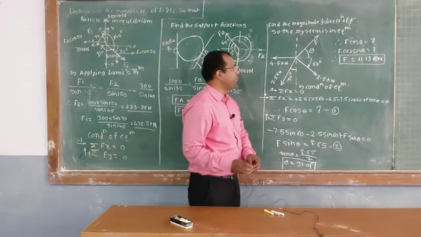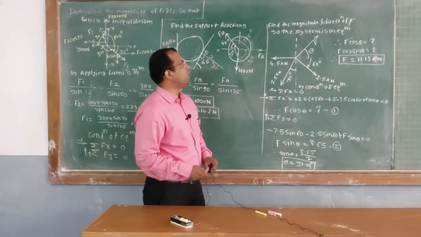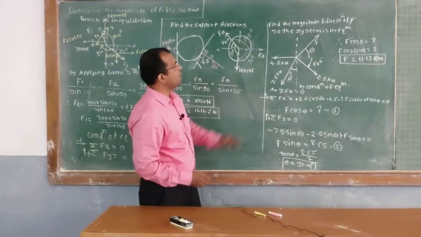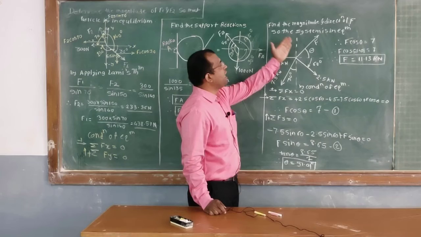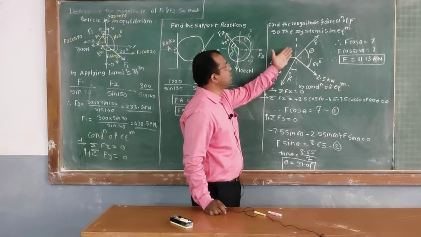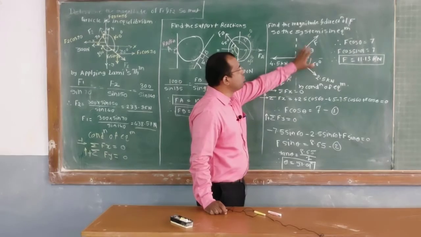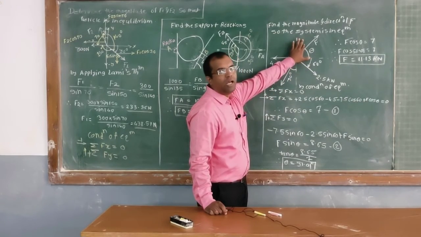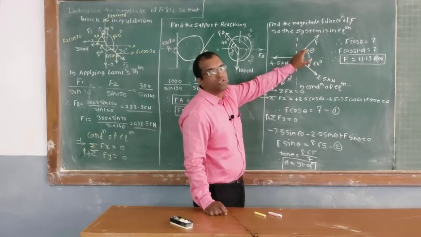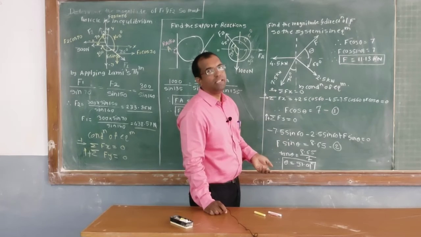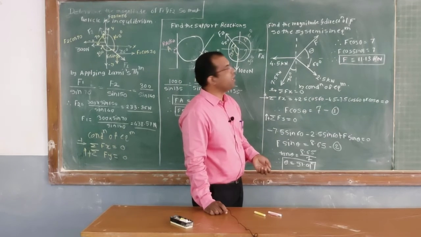Now the next problem. They have asked us to find the magnitude and direction of F, so the system is in equilibrium. Here also they have asked us to find the value of F and the direction of F. So what is the direction? Direction is nothing but the theta. That theta we have to find out.